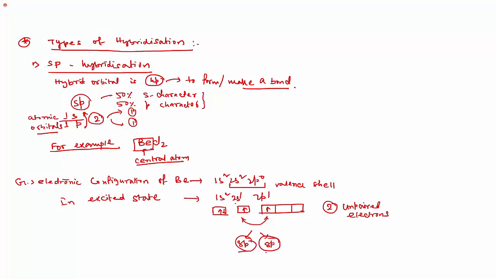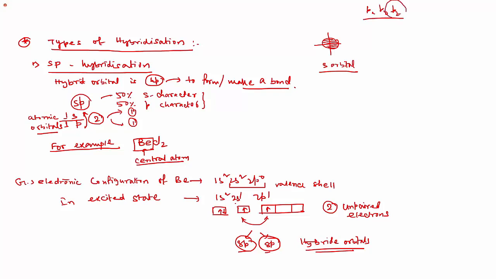Now these two sp are the hybrid orbitals. The question is how these hybrid orbitals look. Here you can see one s orbital and p orbitals. We know that the s orbital is spherical. This is the s orbital, and there are px, py, and pz, so three p orbitals are present.